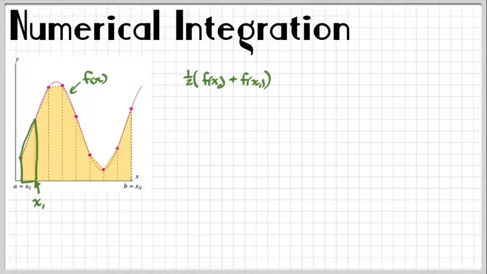Okay, so that's base 1 plus base 2. And then what am I supposed to multiply that by? The height. And the height is going to be the difference between x naught and x1, right? It'll be the distance between those two. You guys okay with that? Okay. So I'm going to say x sub 1 minus x naught. Now this is looking pretty nasty.